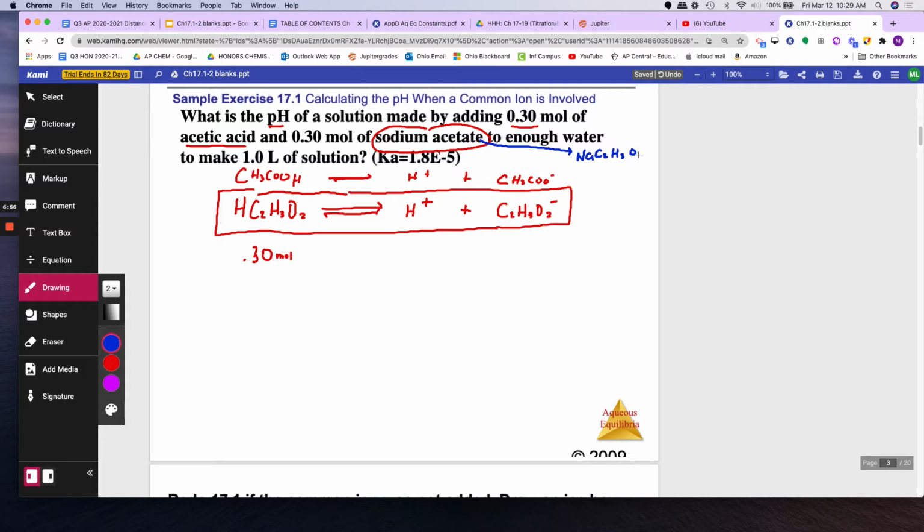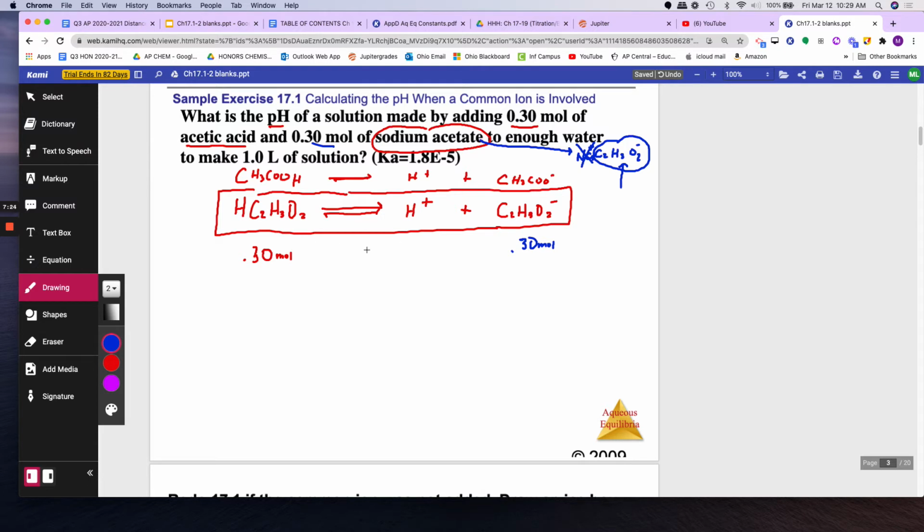NaC2H3O2. Because it's a strong electrolyte, you can pretty much know that it's 100% dissociation, and sodium is not going to change. It's not common to anything, so it's not going to do anything. So you're just going to assume that this 0.3 moles is pretty much just the acetate, because the sodium won't do anything. So I'm going to write 0.3 moles in here.